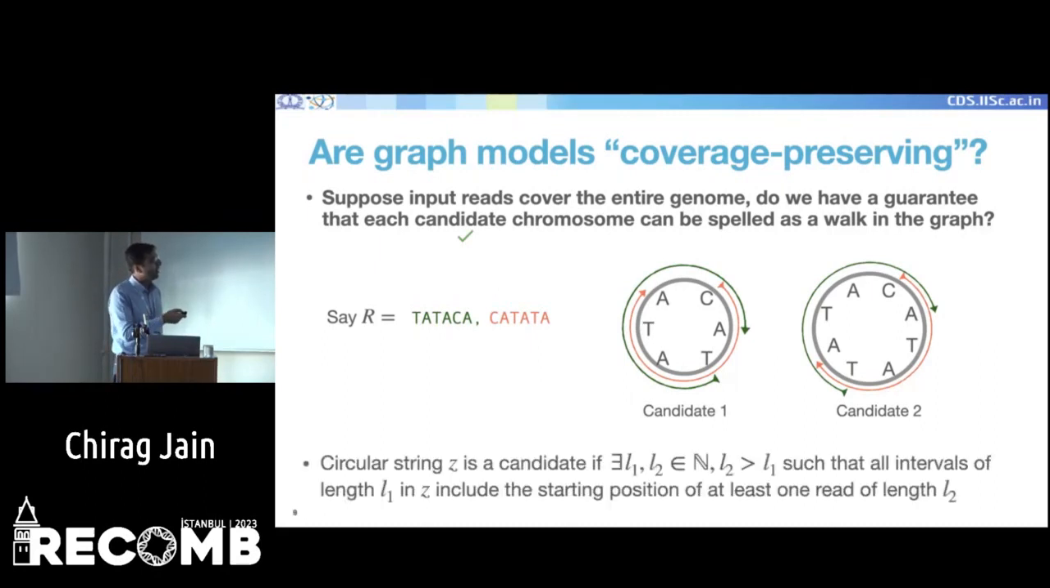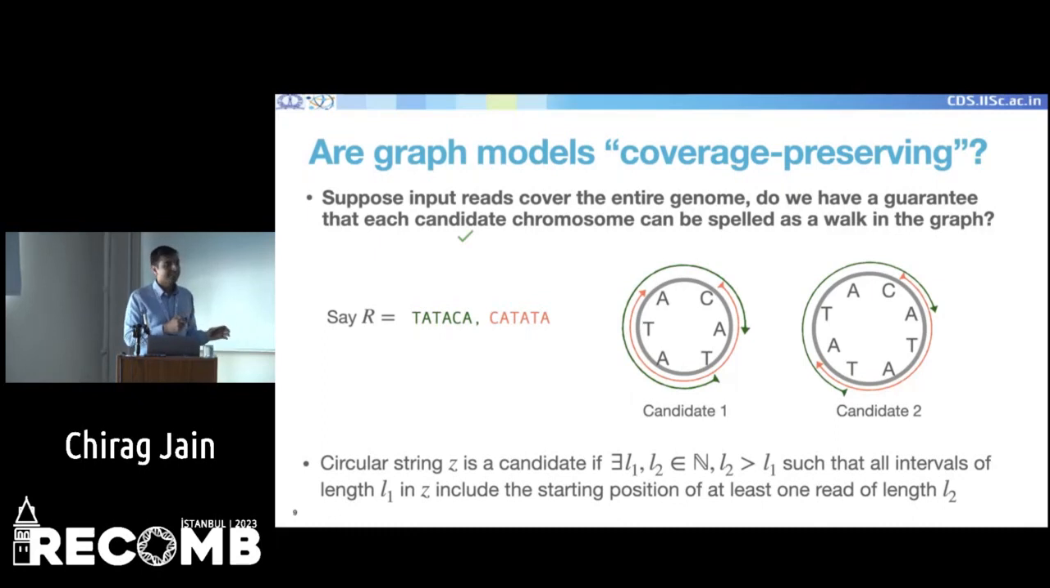More formally, so I have to define this candidate chromosome. So formally we can define a circular string Z as a candidate if there exist two parameters L1, L2 such that all intervals of length L1 in string Z include the starting position of at least one read of length L2, where L2 is greater than L1. So intuitively, what we just want is that the reads should cover that candidate and consecutive reads should have some overlap. That's what this definition is saying, right? But now this question is now a well-defined question that we can ask.